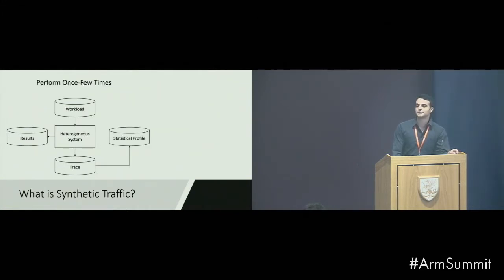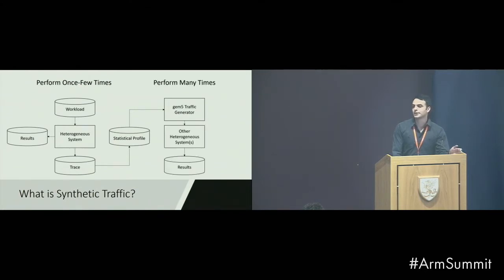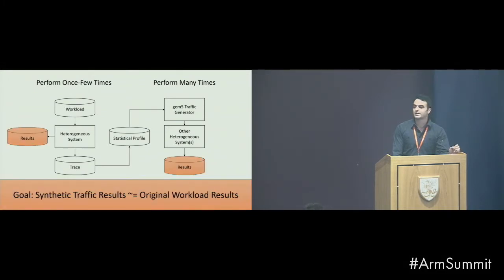And then we can take that statistical profile, and Gem5 has this traffic generator that will then synthetically create traffic based off of the profile and inject it into another heterogeneous system. The key thing here is that we have maybe one trace or a handful of traces that generates this statistical profile. And then using one profile, we can evaluate many heterogeneous systems at once. And the goal is that the results that we get from the statistical profile are similar to the ones that we get when running on an actual system or a simulated system.